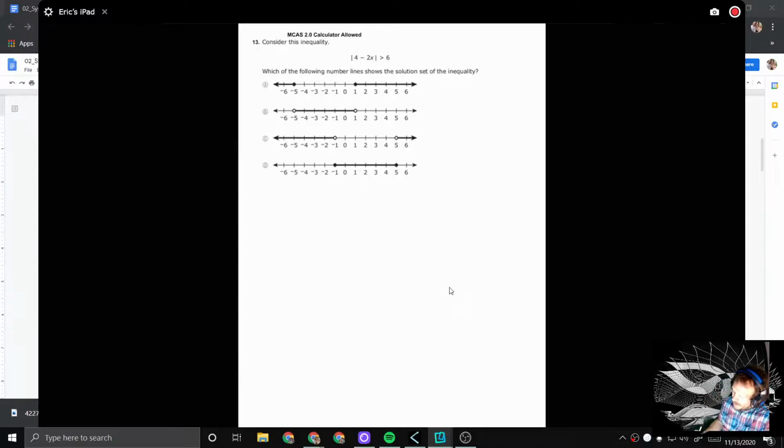Consider this inequality. Notice the absolute value. What does absolute value do? It takes a value that's negative and makes it positive. So on the left side, we've got the absolute value of something. On the right side, we've got 6. So the absolute value of something is greater than 6. Which ways can that happen? Either the thing inside the absolute value is bigger than 6, or it is less than negative 6. So there are two possibilities. Two worlds.